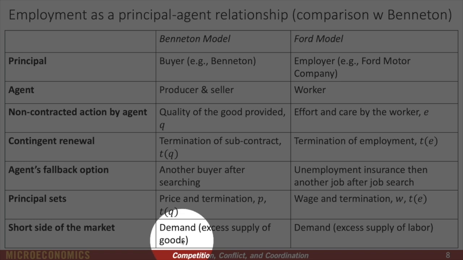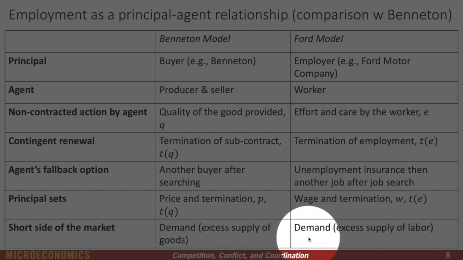So what happened there? The people who were on the side of demand, the principals, they were on the short side of the market. They were demanding contracts from potential subcontractors, and as a consequence, there was excess supply of goods by potential subcontractors who would have liked to get contracts.